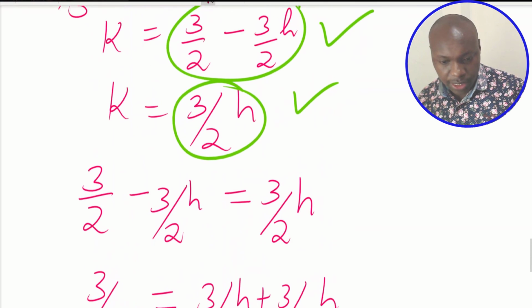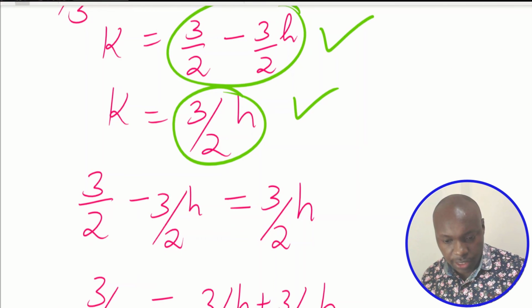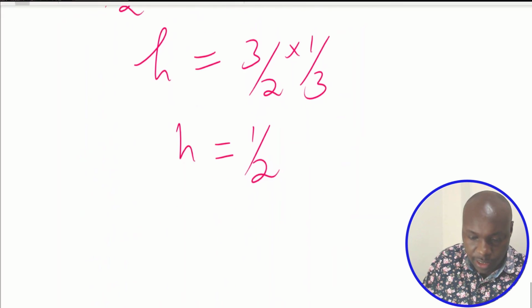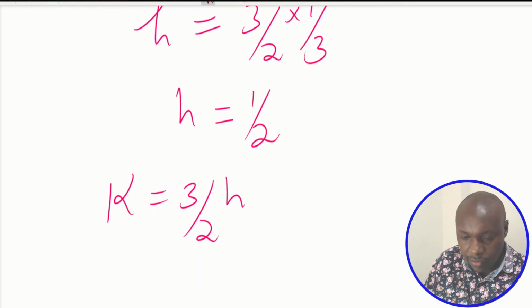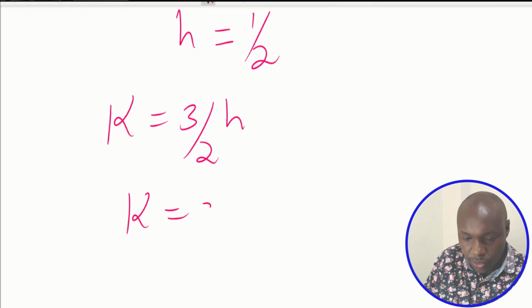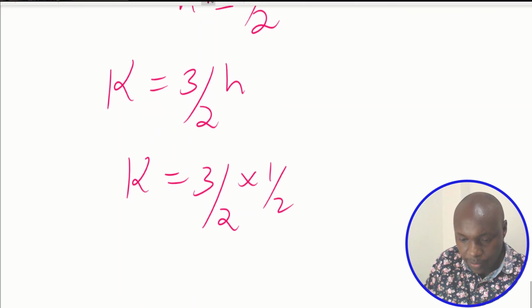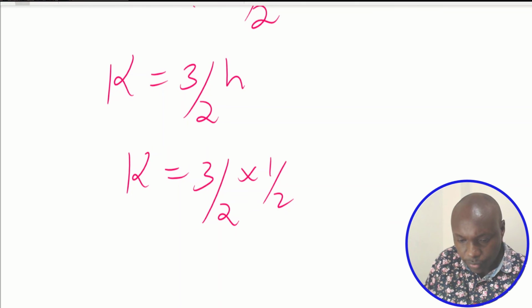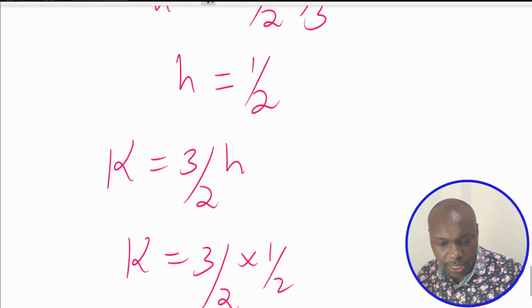Getting K now will be easier, because you can use one of these expressions. K is equal to 3/2 H. Since you have H as a half, K will be 3/2 times the value of H, which is a half, and this will give K as 3/4. As simple as that.